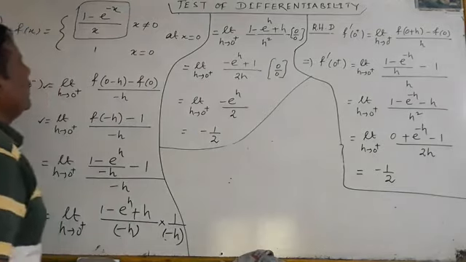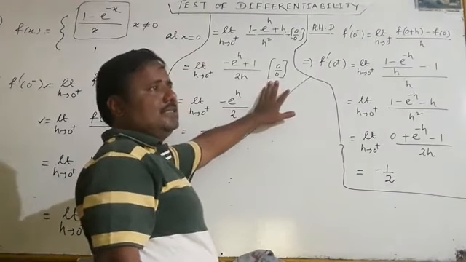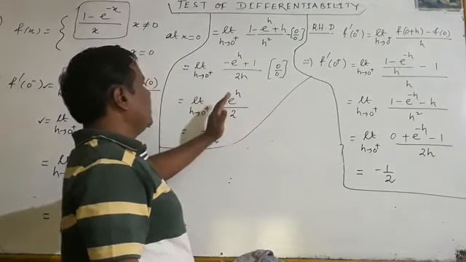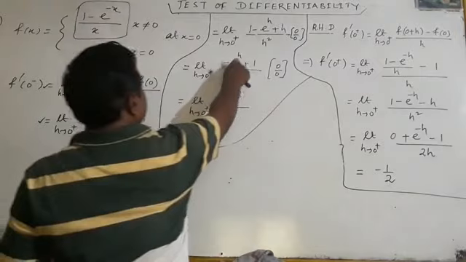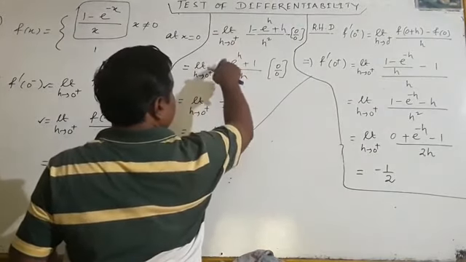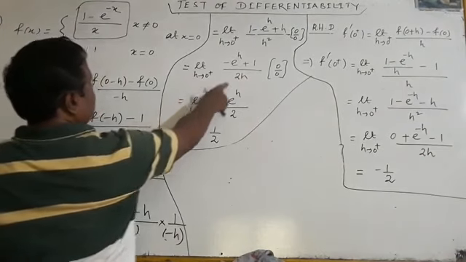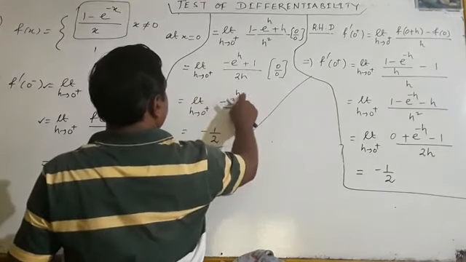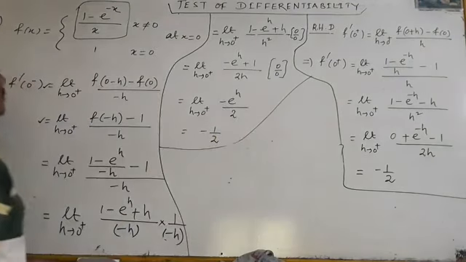Now it is in 0 by 0 form again, so you can differentiate it again. Now the result is e to the power h. Its derivative with respect to h, mind it, whatever is written, with respect to this, is e to the power h. The minus sign is there. The derivative of 1 is 0, and the derivative of 2h is 2. So the result is minus half.